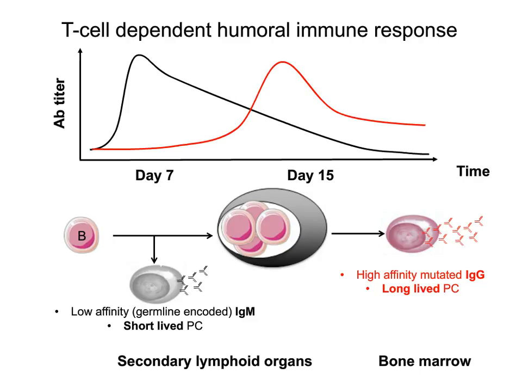These two waves are important because if the best protection is offered by mutated IgGs, it takes time to generate these antibodies. And so the first wave of low-affinity IgM is important to protect the patient during the time that the response is maturing inside the germinal centers.